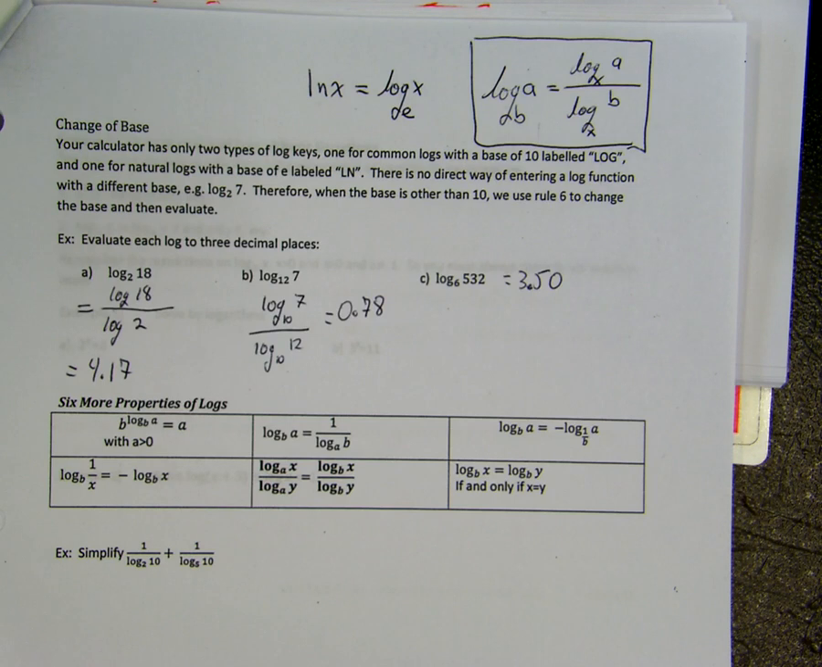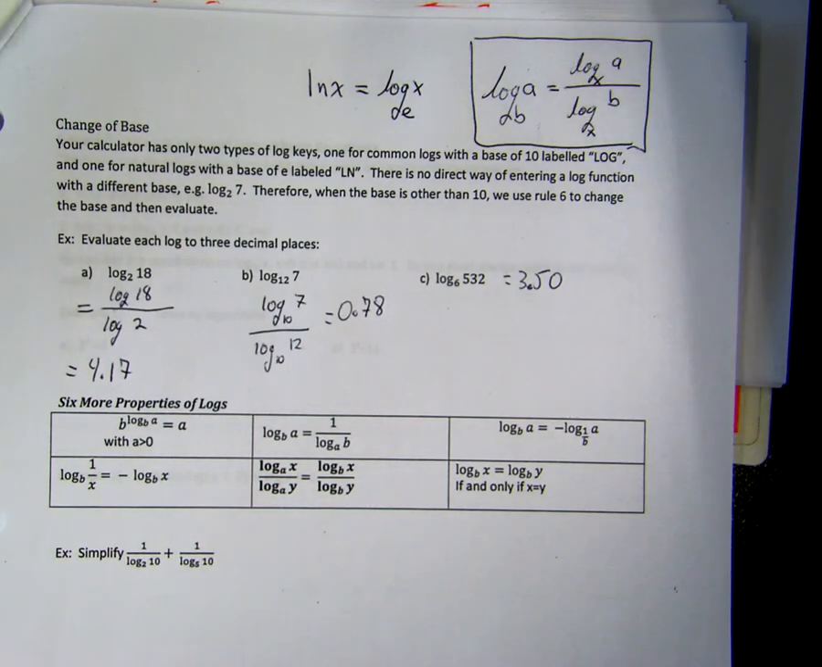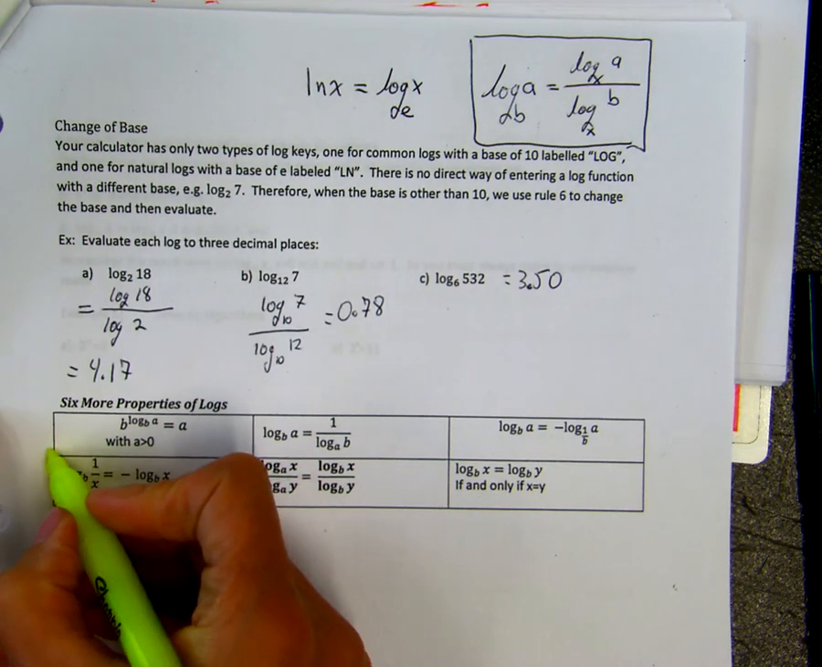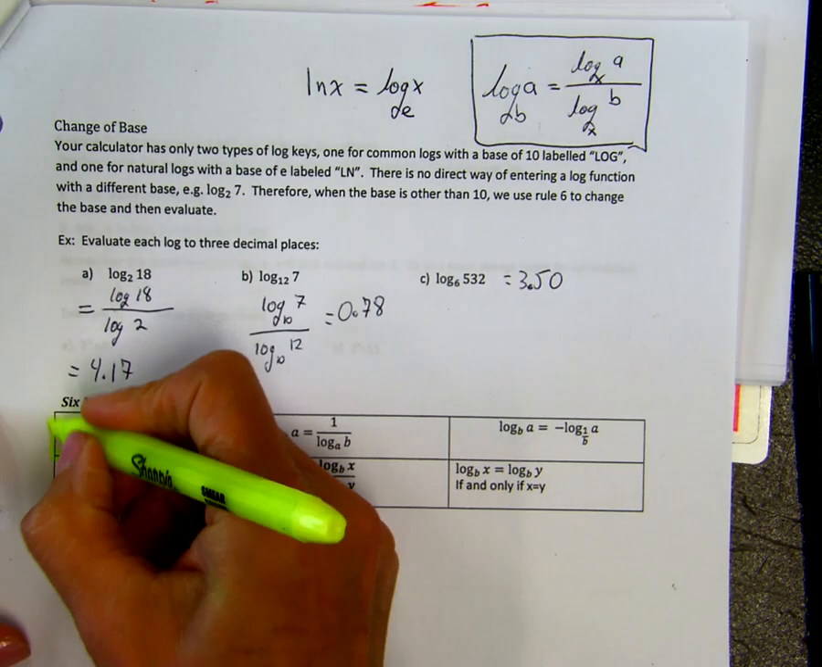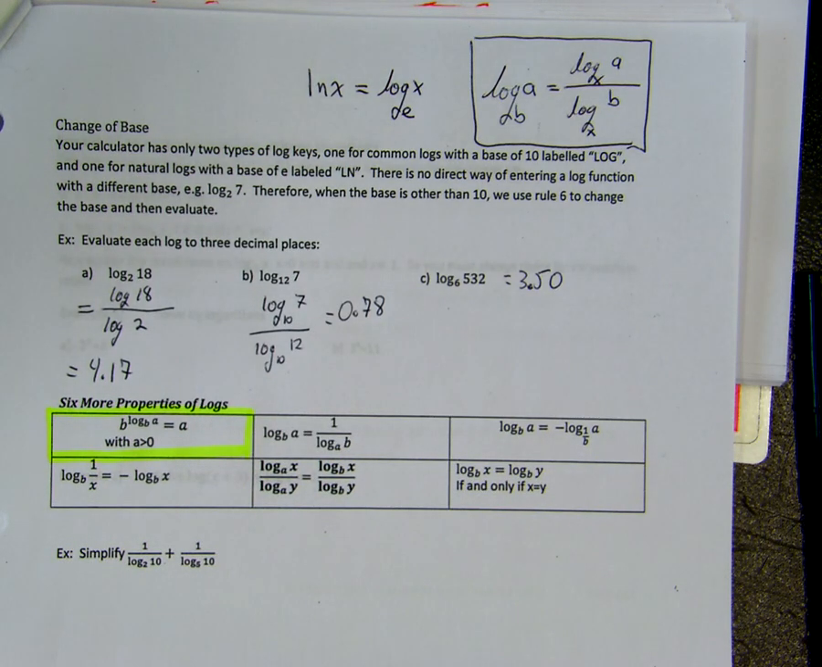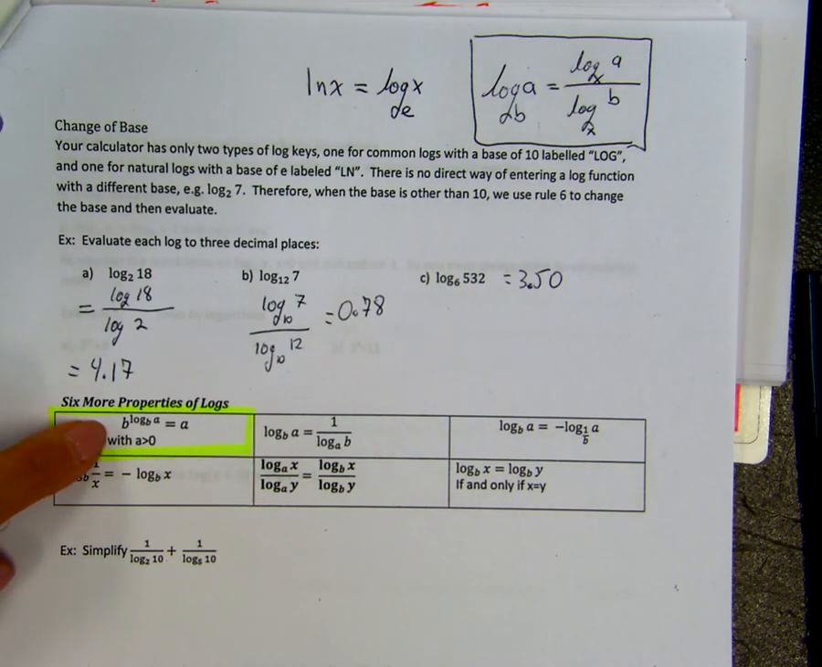Okay, and check your work. Okay, we have 6 more properties for logs. These ones do not need to be memorized except for this one. The rest of them just come in handy. I'm not going to prove them. I think most of those proofs are fairly straightforward, and you should be able to do them for homework if you're curious. So this one is important because this one is an inverse law.